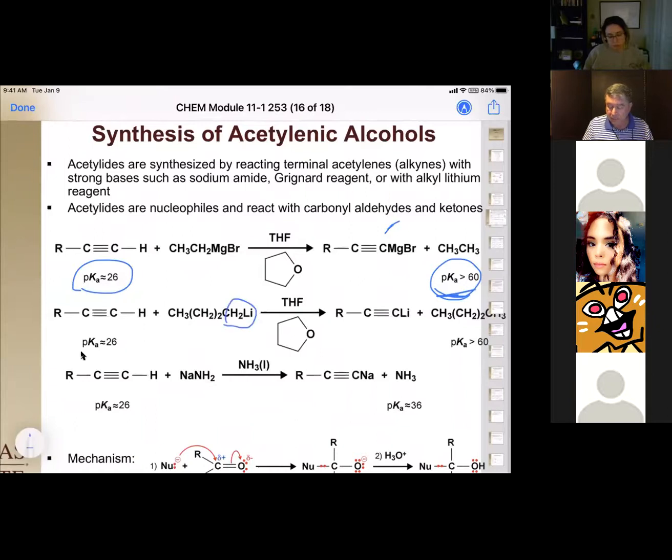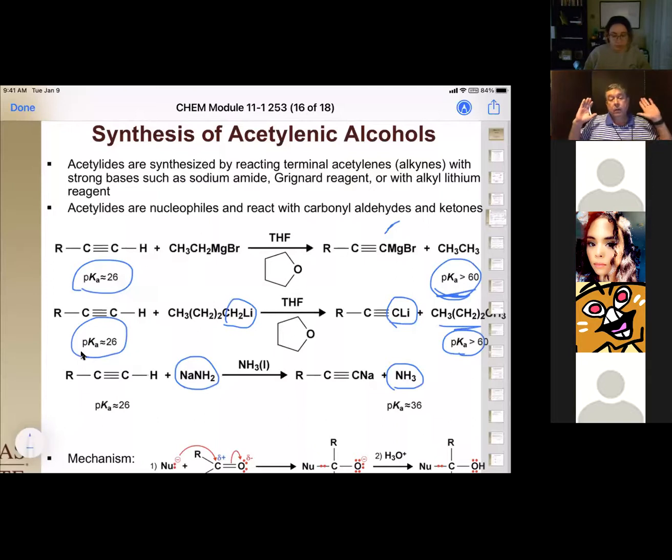Butyllithium does the same because the alkane has, again, a very high pKa. The acetylene doesn't have a very high pKa, but it's lower than the butane we just made. So it goes and makes our carbon anion of our acetylene. Or you can also do it with the sodium amide to generate this plus ammonia. Okay, it still all goes.